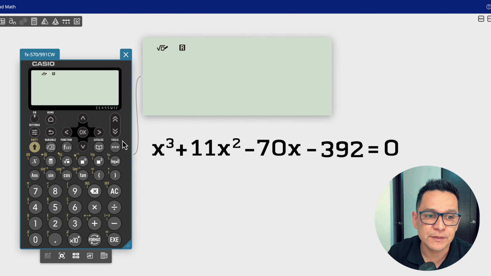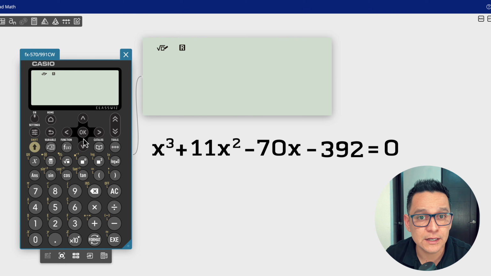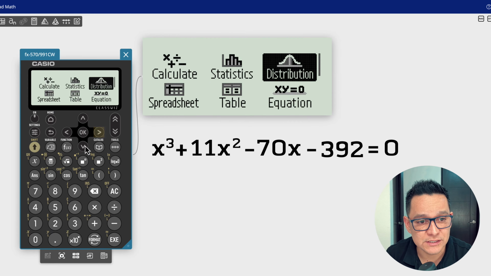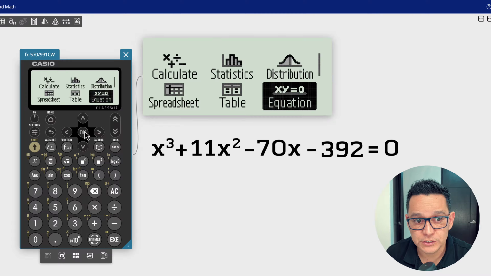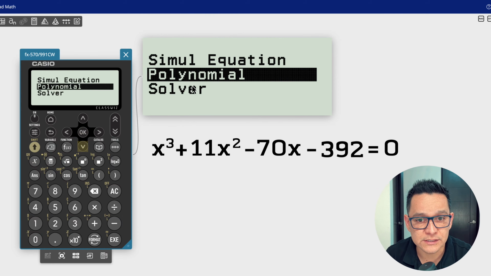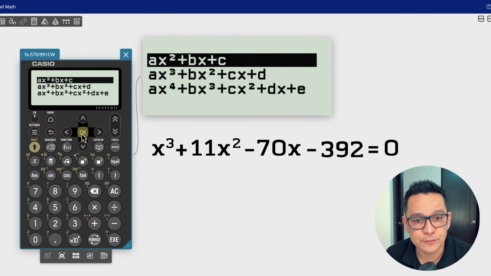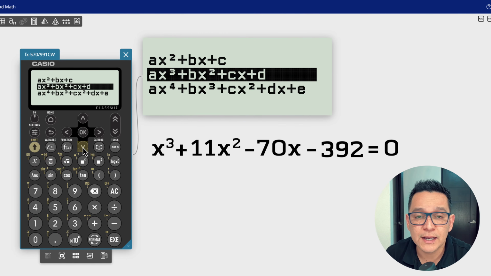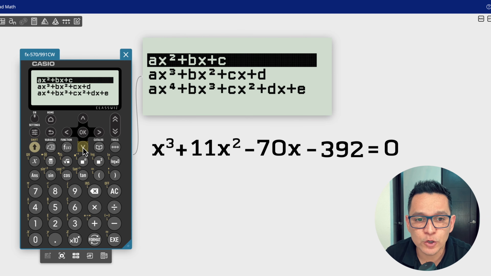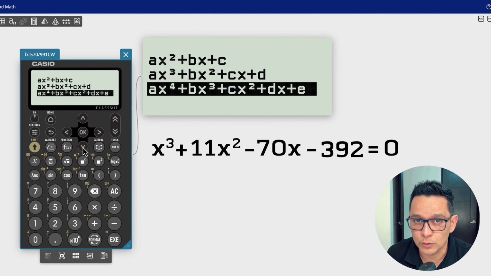So, should we enter this equation directly into the calculator? For this, we're going to press the button that says Home, and then we're going to scroll until it says Equation, like this, with the arrows. Okay. Then we go down to where it says Polynomial and press. Okay. Now it's giving us three options. One for a quadratic equation, one for a cubic, and one for a fourth degree equation. It only goes up to fourth degree. There are no more options.